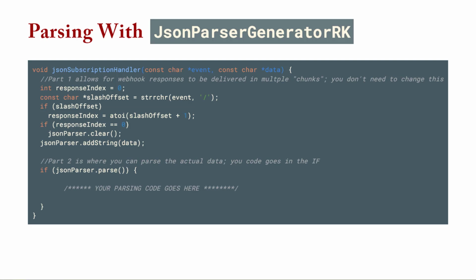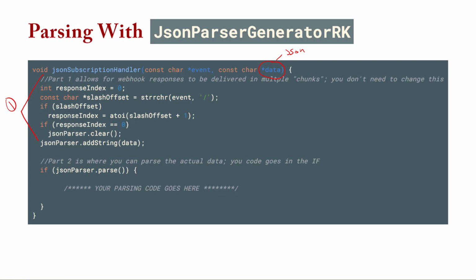So here, this is what I call part 1. That part, you can just copy that and you don't have to touch it. Okay? Remember that data is going to be the message, that this is going to be the JSON that's going to be sent back from your event.